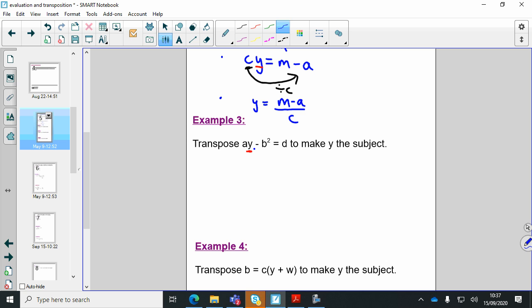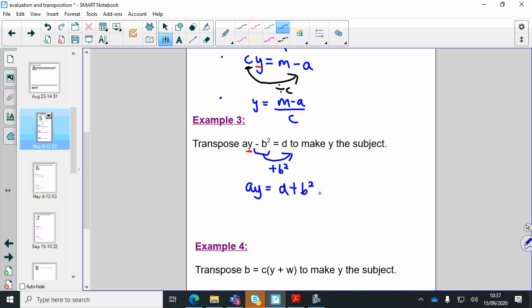So we're going to move this minus b squared across to that side. Now we're not going to do anything to do with the square root or the square because that is not happening to the y, that is happening to the b. So all we need to simply do there is if it's minus b squared on the left hand side, it becomes plus b squared on the right hand side. So at the first step we get ay equals d plus b squared.